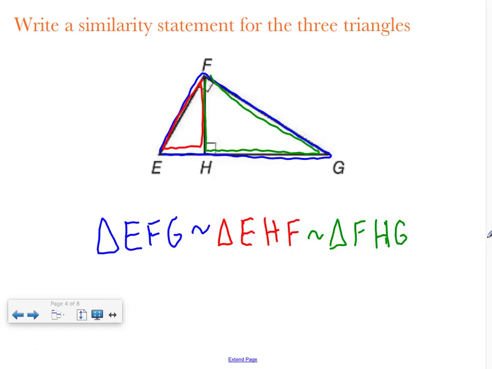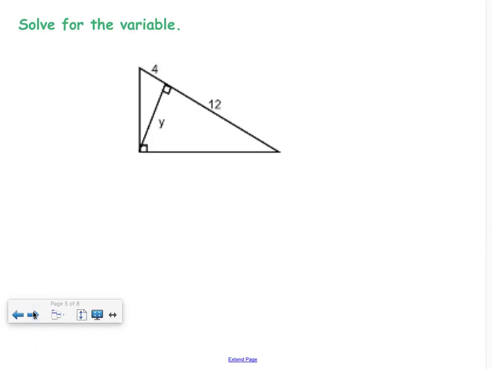Now let's try to find some missing blanks here. We want to solve for the variables. Do you still see how we have 3 similar triangles? We have the big right triangle and the 2 smaller ones inside. Your goal is to always write a proportion using the same variable. This first one's pretty straightforward, but you'll see what I mean on our next example. What is a proportion I can write to find y?